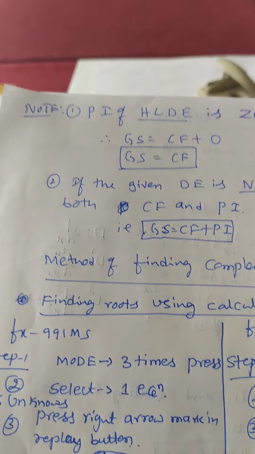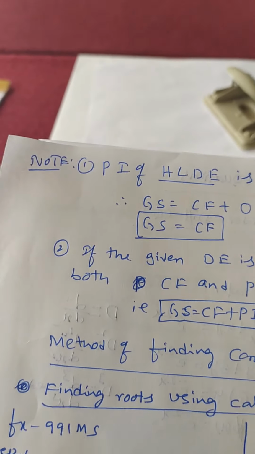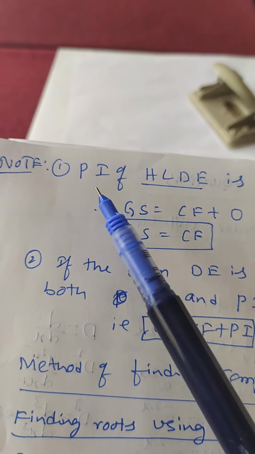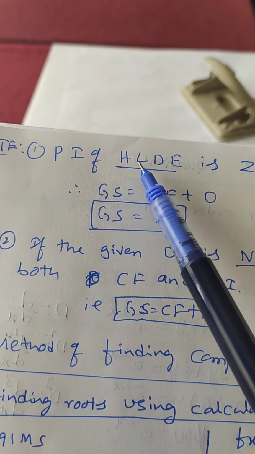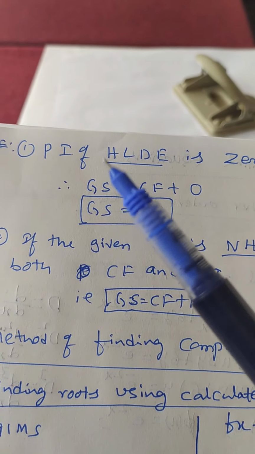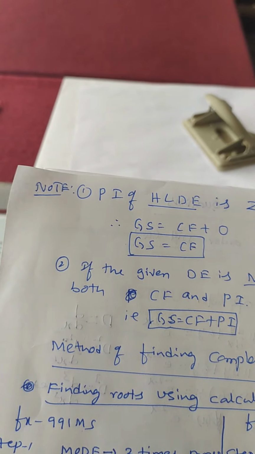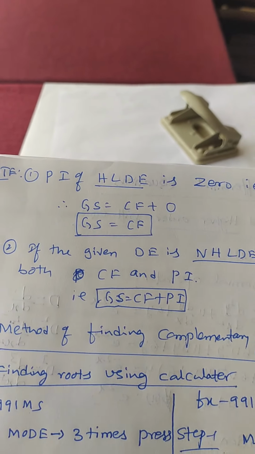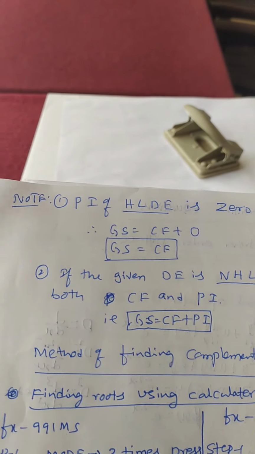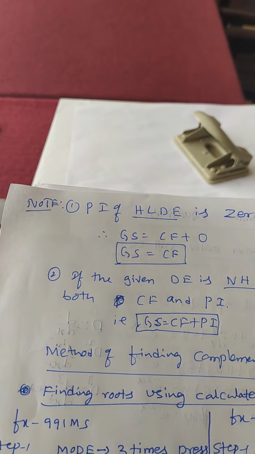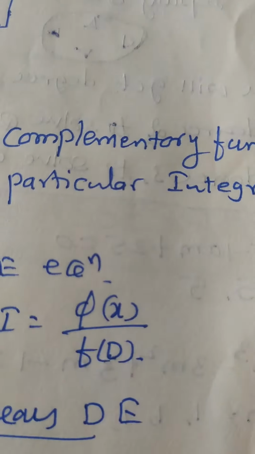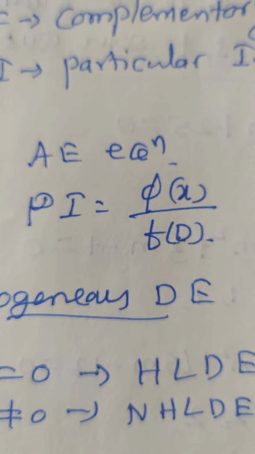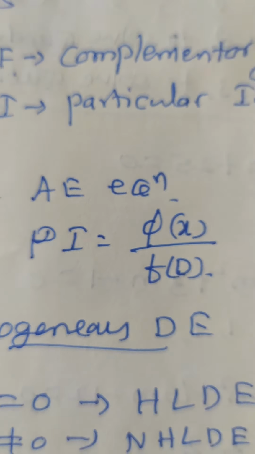Okay, next term, very important note. See, you know how to find the particular integral. Particular integral is phi of x by f of D. Very important: a homogeneous differential equation means phi of x is 0. And how do you find the particular integral? Particular integral is phi of x divided by f of D. If phi of x is 0, PI is 0. If phi of x is non-zero, only in that case can we find the particular integral.